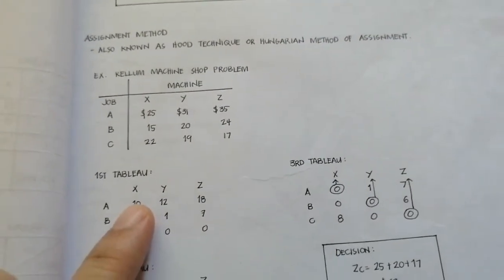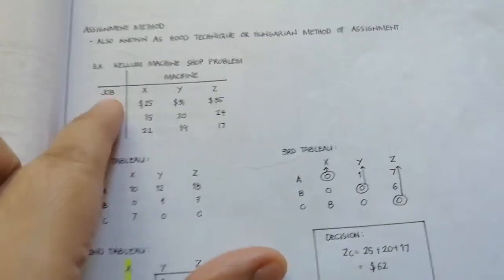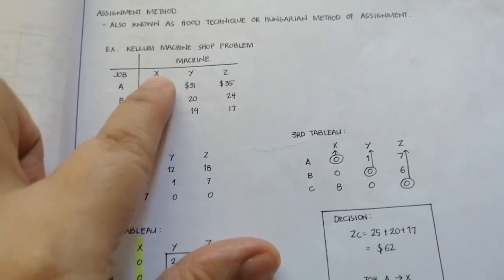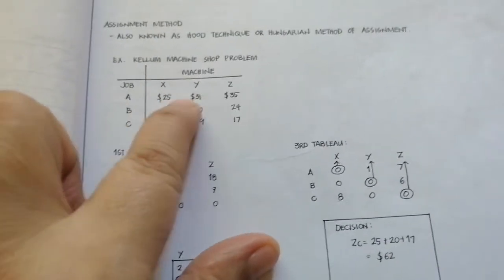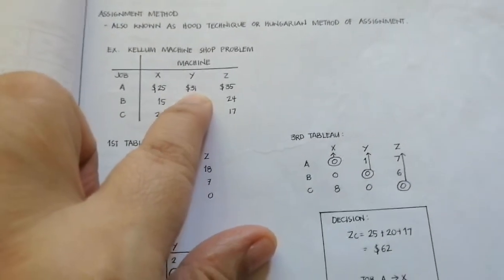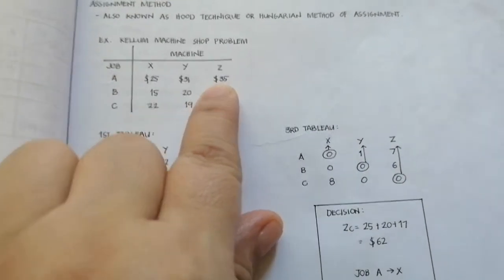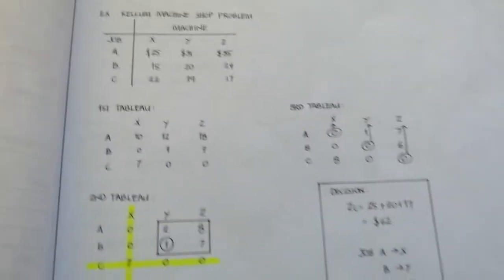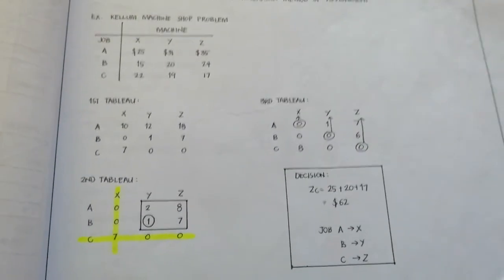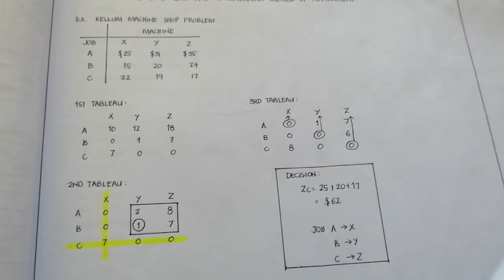Let's have this problem wherein we have the following jobs and machines. If we assign job A to machine X, it will cost you $25. If job A is assigned to machine Y, it will be 31. If A is assigned to Z, it will be 35, and so on and so forth. This is actually the easiest among all the methods that you're going to use in OR.